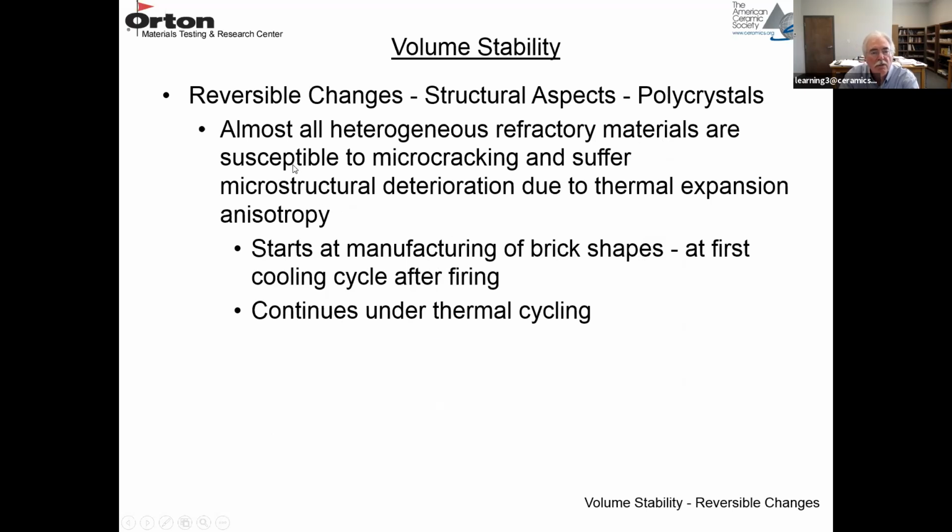So what we should take from this is that almost all heterogeneous refractory materials are going to be susceptible to microcracking. That degrades the microstructure because of the thermal expansion anisotropy. So this starts at the manufacturing of the brick shapes, and it takes place at the first cooling cycle after firing. As you continue to thermal cycle the material in an application, it forms more and more microcracks.